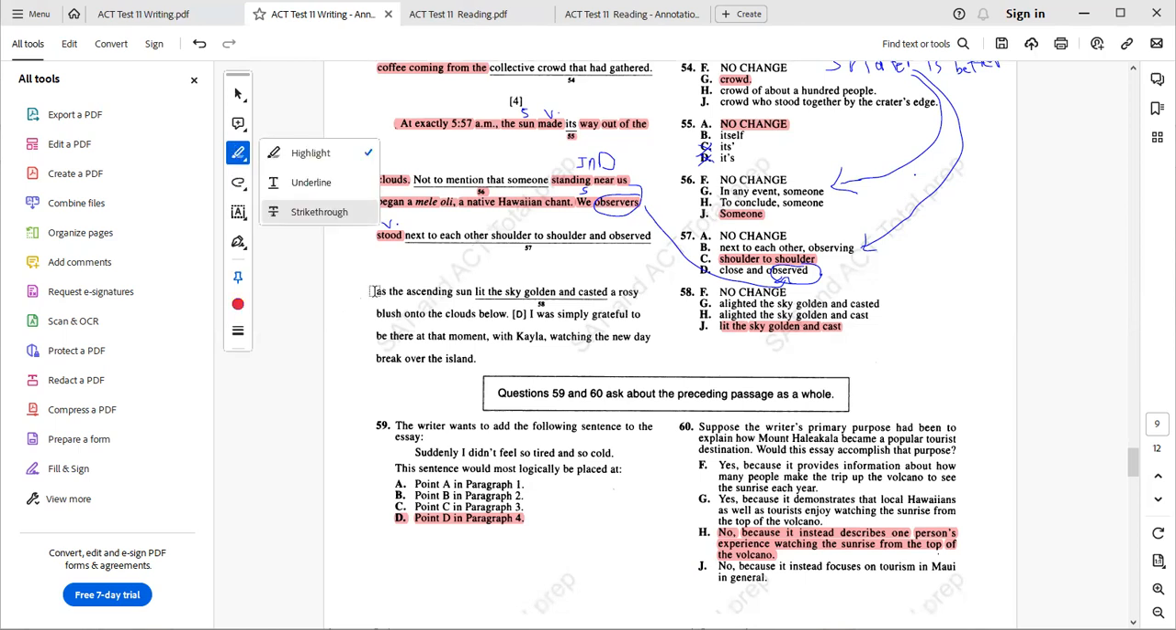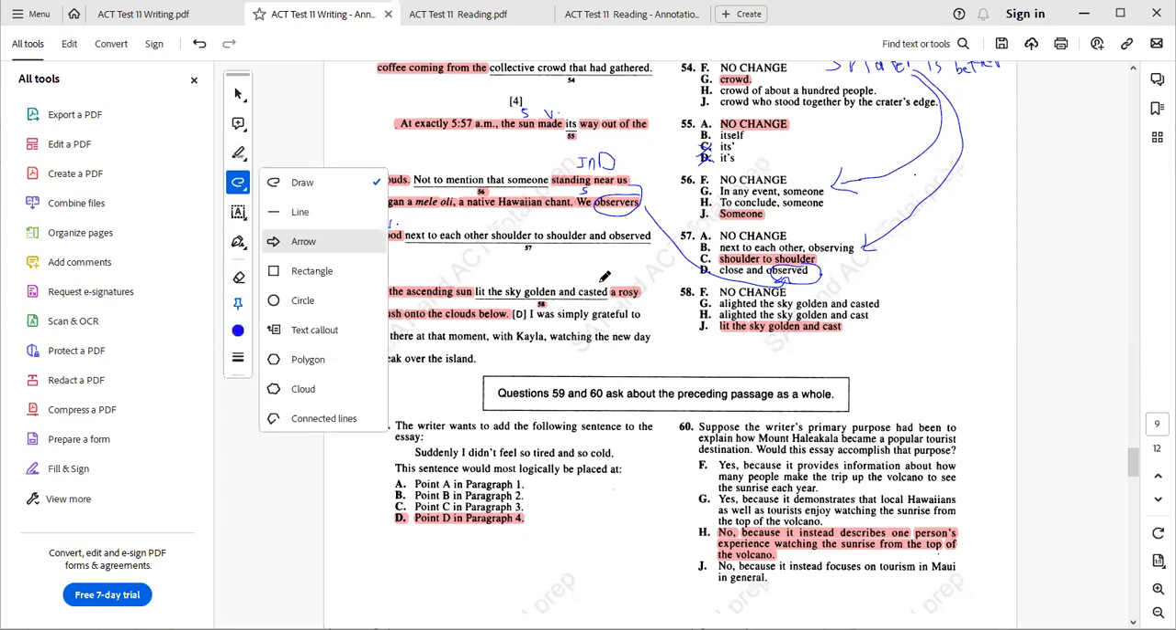طبعا هو لسه بيكمل الجمله. As the ascending sun lit the sky golden and casted. البروبلم في casted. هل في حاجه اسمها casted؟ This you have to think about. Do we have casted or cast؟ Cast present to past. Cast is present past. ما فيش حاجه اسمها lighted. هتبقى lit. يبقى casted here is wrong. Lighted wrong. Casted wrong. Here is right. Lit and cast.